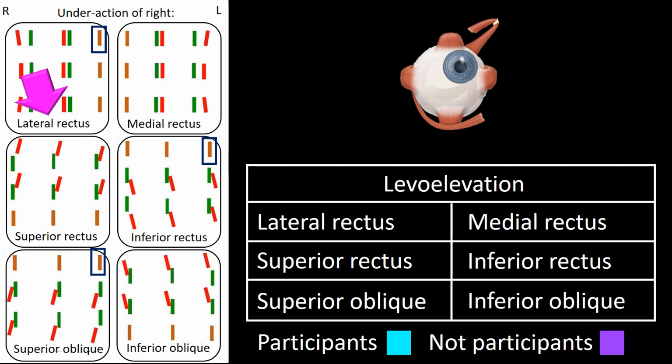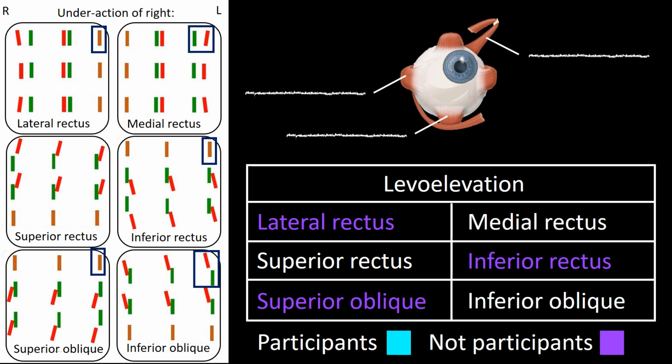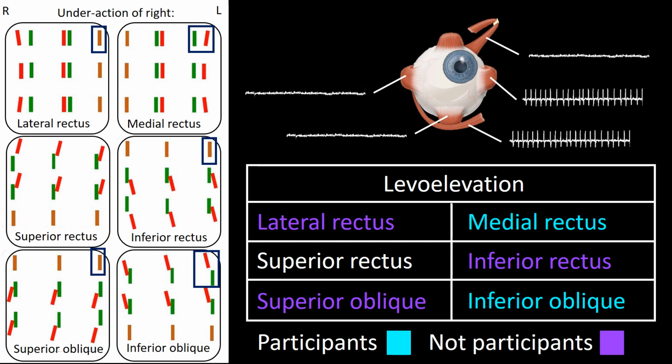The lateral rectus, inferior rectus, nor the superior oblique underactions produce double vision during right eye levoelevation. Hence, these muscles are not involved in right eye levoelevation, as illustrated here. Maximal degree of diplopia occurs with medial rectus and inferior oblique underaction. Hence, these muscles contribute greatly to right eye levoelevation, as illustrated here.